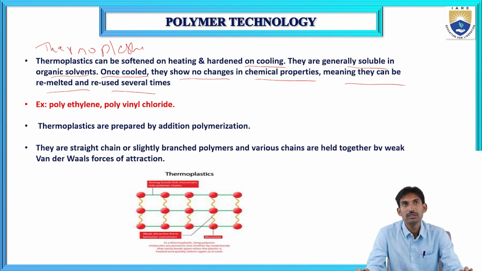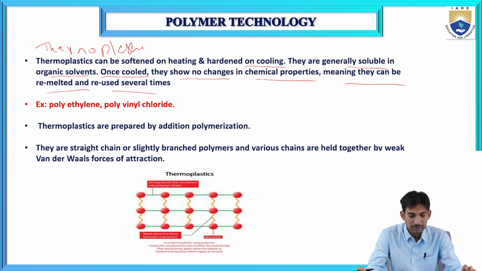What is a thermoplastic? Thermoplastics can be softened on heating and hardened on cooling. They are generally soluble in organic solvents.